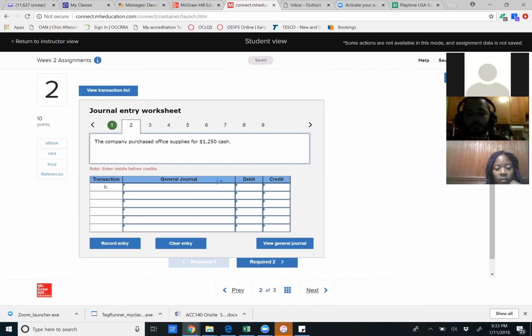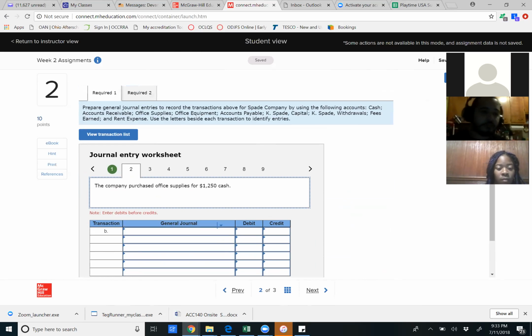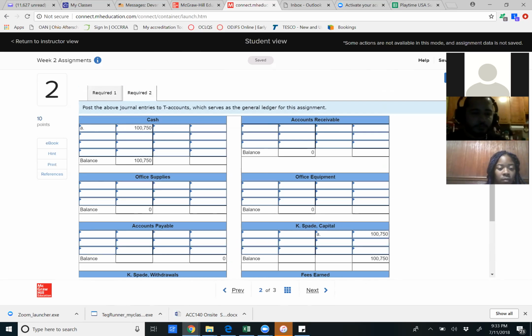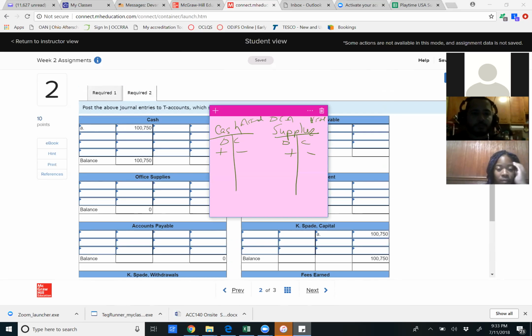$1,250. Okay. So we're going to use $1,250 in cash. I got my credit. By default, I have to have a debit, but that's okay because I'm going to say that my supplies account was 0, but I now have $1,250 worth of supplies. Now my credit equals my debit. I've done everything right on this transaction.